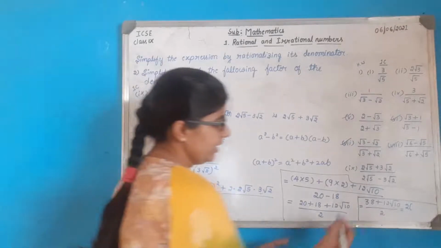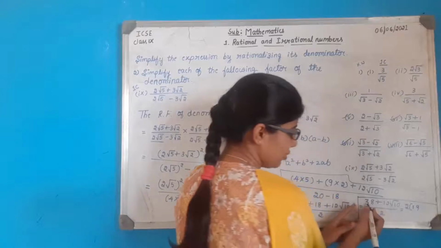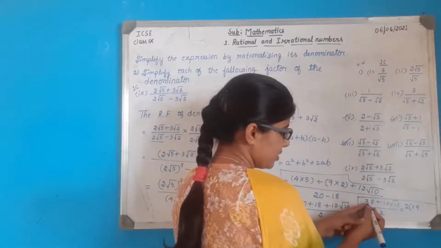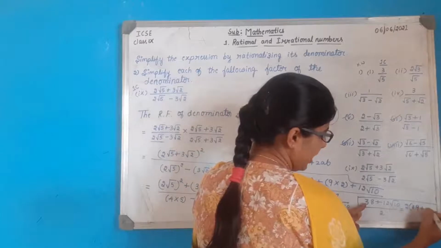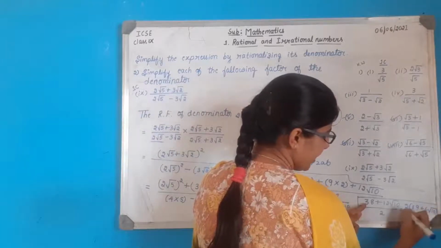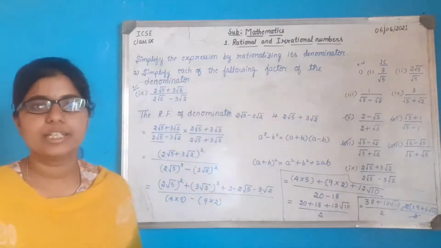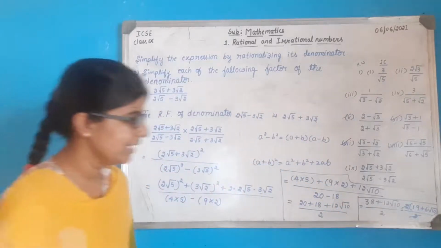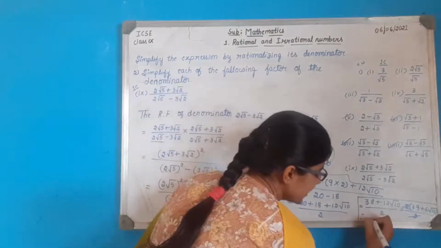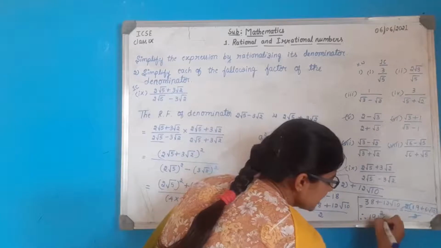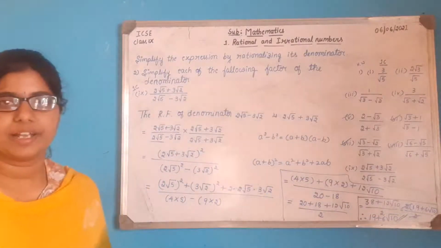If we take 2 common, what remains? So 2 1s are 2, 2 9s are 18. So 38 is there, right? 2 1s are 2, 1 remains. 2 9s are 18 plus 2 6s are 12 root 10, whole divided by 2. This 2 and 2 will cancel. Numerator has 2, denominator has 2, they cancel. So therefore the final answer is 19 plus 6 root 10. 19 plus 6 root 10 is the final answer.